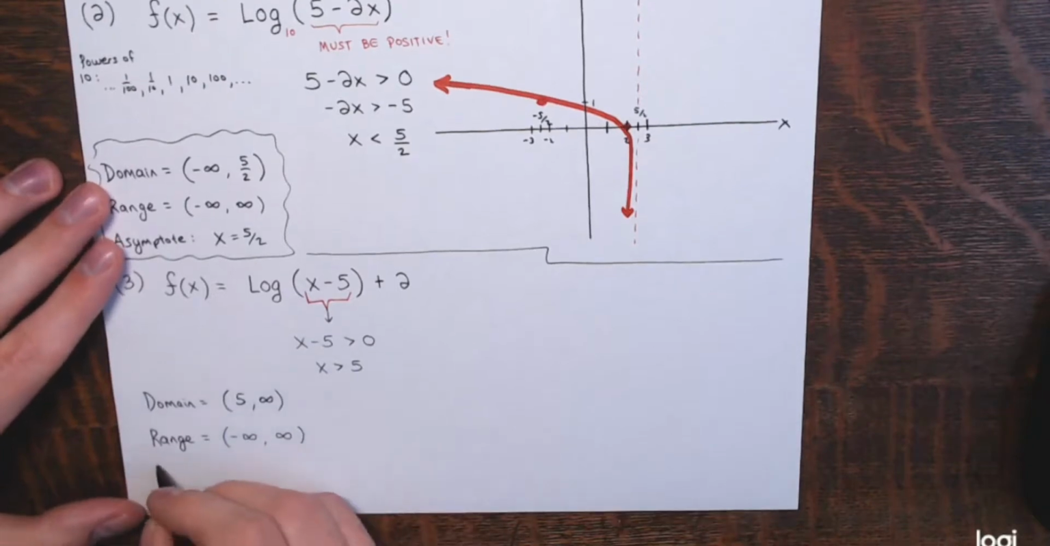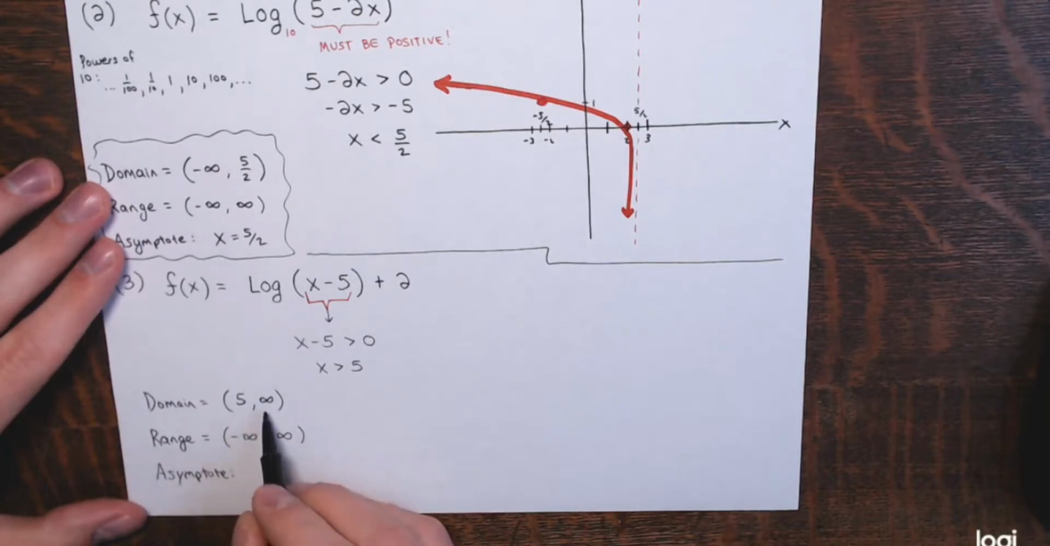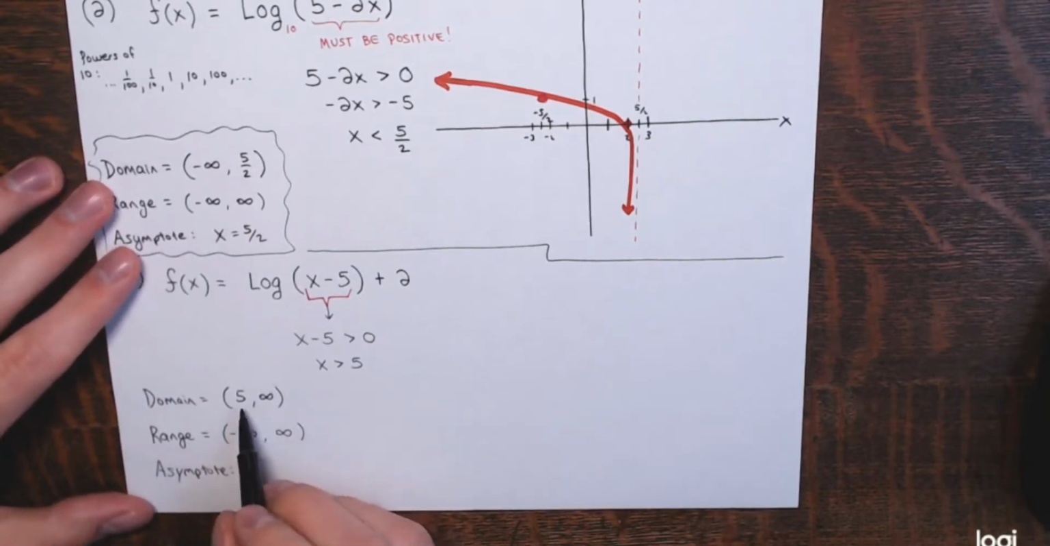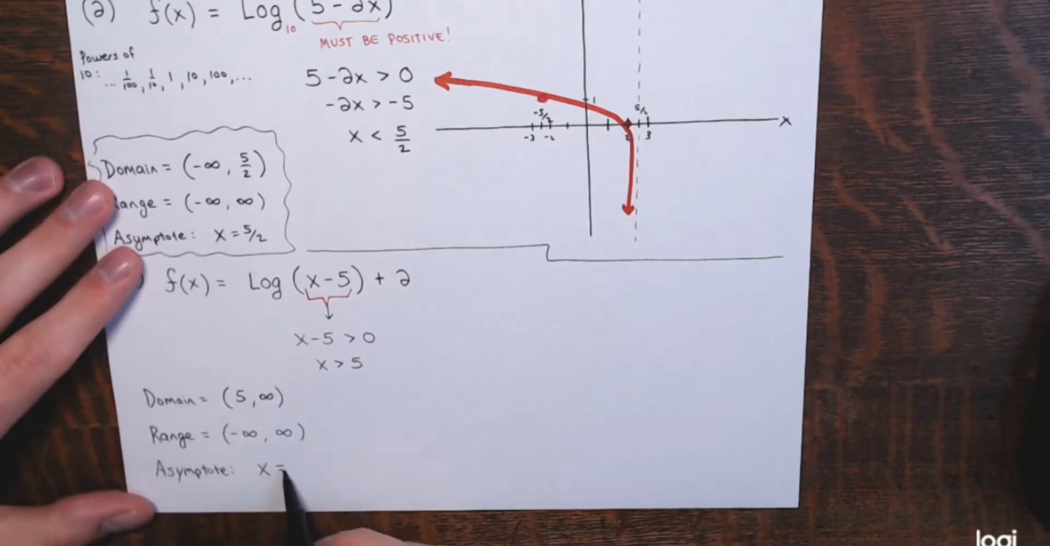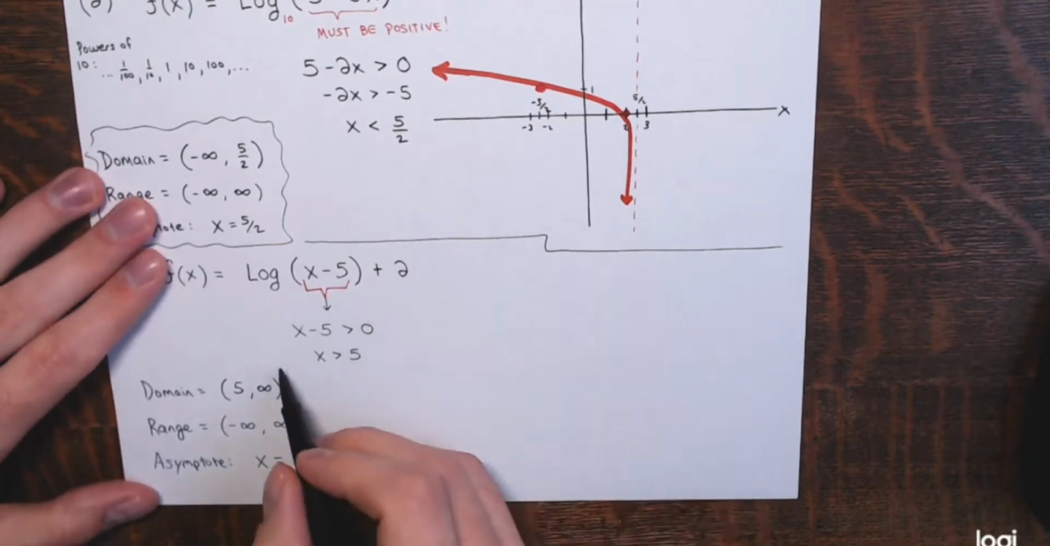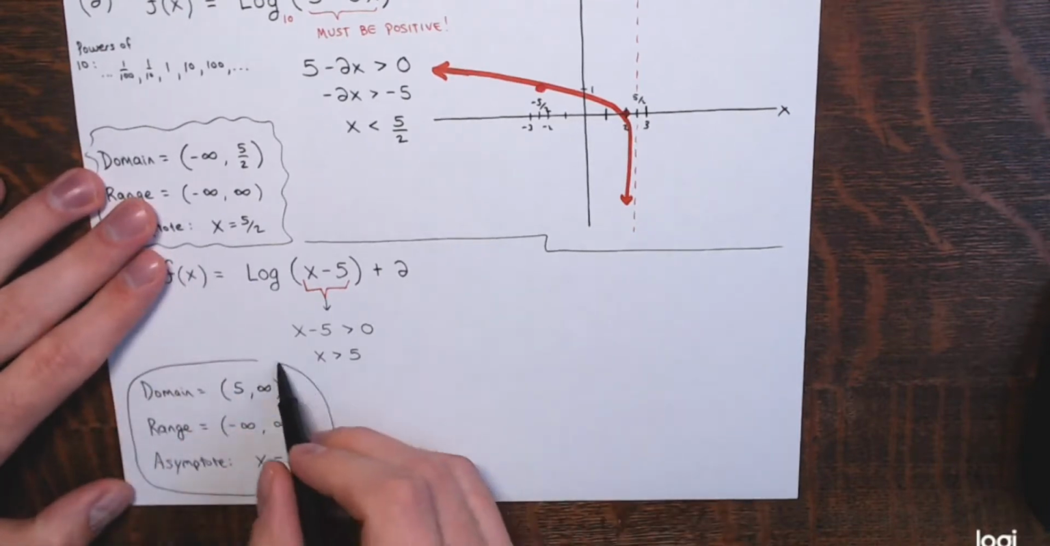And as I've been stating, the range for all of these logarithmic functions is all real numbers. And then the vertical asymptote, once again, if you know the domain, it should be simple to determine this. I can only plug in numbers greater than 5, so x equals 5 will be the vertical asymptote. And that's all they wanted, but I still will make a rough sketch over here.